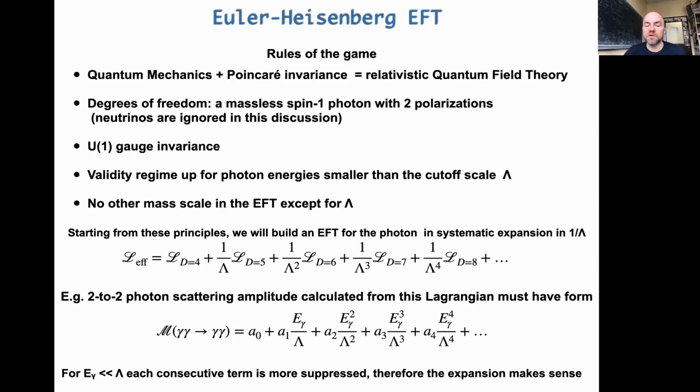Why are we doing so? Because, again for dimensional reasons, if the Lagrangian is expanded in this way, then amplitudes, for example for the scattering of 2 photons into each other, also have to have this structure, because the only scales in the problem are lambda, the cutoff scale, and the energy of the photon. So the 2 to 2 amplitude is dimensionless, and it has to have the form A0 plus A1 photon energy over lambda plus A2 photon energy squared over lambda squared, and so on.